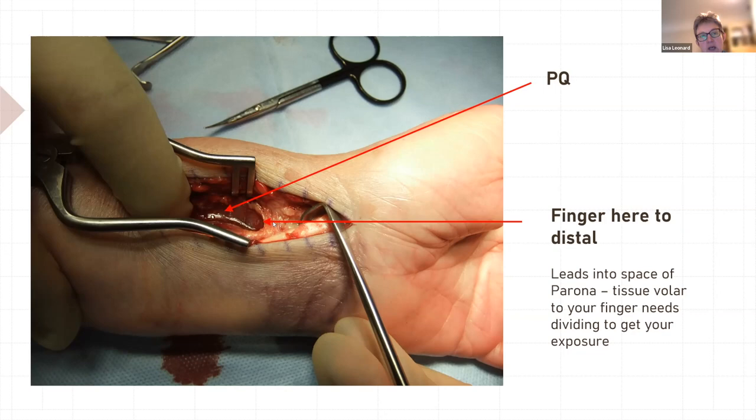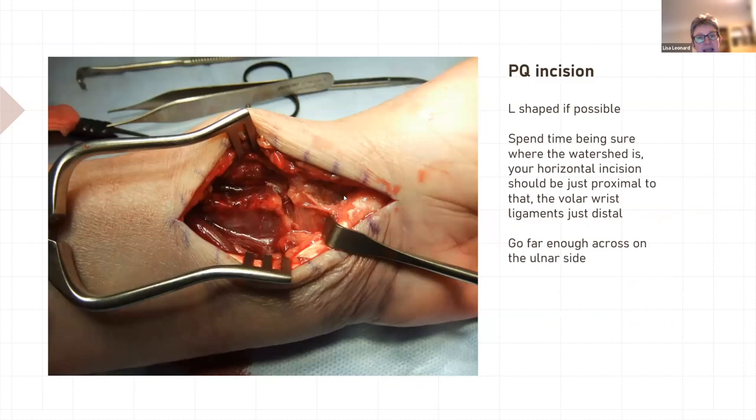And if you pop your finger underneath that layer, that plane is volar to the wrist ligaments and leads into the space of Parona, which leads into the deep palmar space in the palm. So everything volar to your finger, when you've gone underneath that tissue, you can divide with impunity. You're not damaging the ligaments at that point. There's often some little arterial branches there that you need to watch out for. So pop your finger under there and make sure you free up as much as you can to get your view distally.